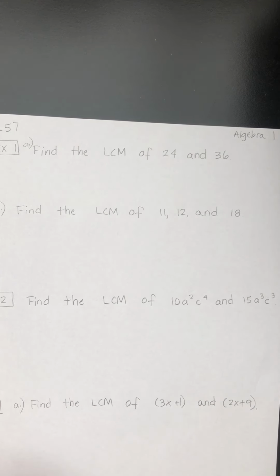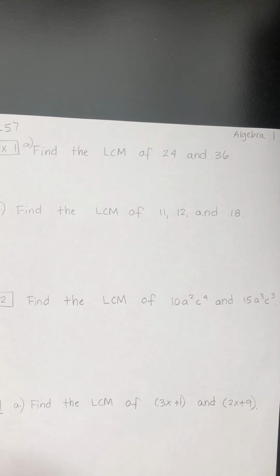2x plus 9, 2 and 9 cannot be factored. And the second number does not have a variable, x. So 2x plus 9 is also a prime factor. So for our least common multiple, you're just going to take 3x plus 1, which appears one time, times 2x plus 9, which appears one time. Since they're both prime, this is going to be our answer.